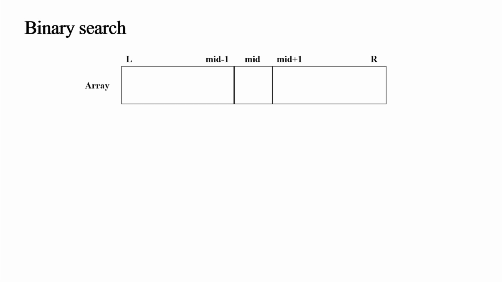Assume we are looking for a value, let's call it X, in a sorted array. Here's how binary search works. First, we compare X with the middle element of the array. If they are equal, great. We found the value.